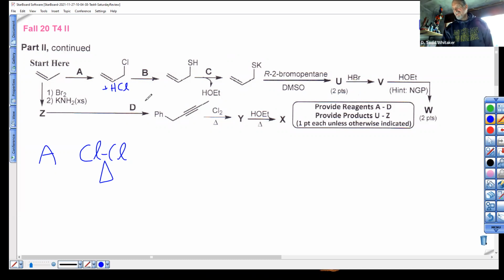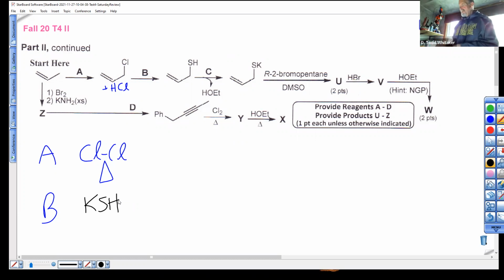All right, what's happening in B is some kind of substitution. How about using a nice nucleophile? KSH comes to mind. I don't need a solvent here unless it says I do. You could put a nice SN2 solvent if you want, but it actually would work with an SN1 solvent too. Primary allylic is about as stable as secondary, 2.5 for a leaving group. And that gets us an SH on there.